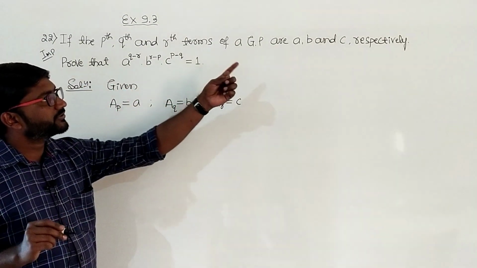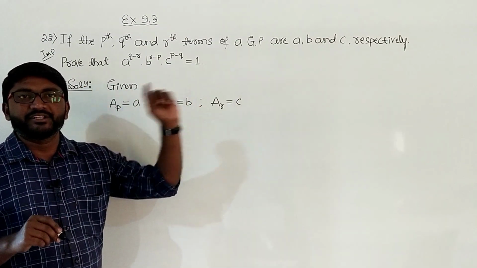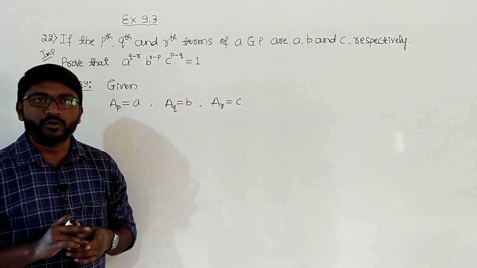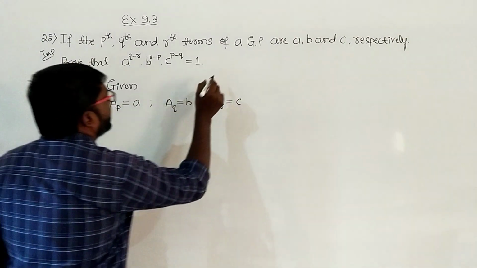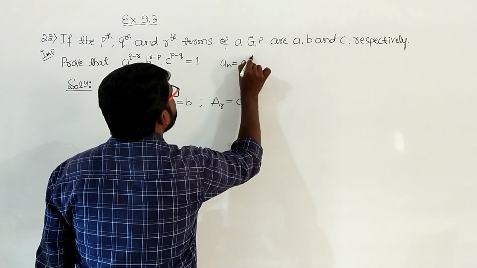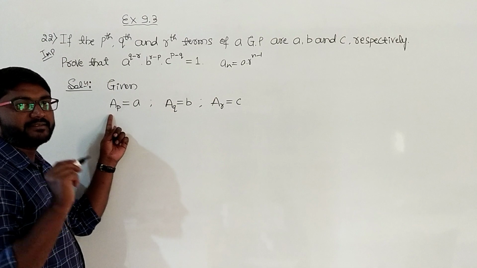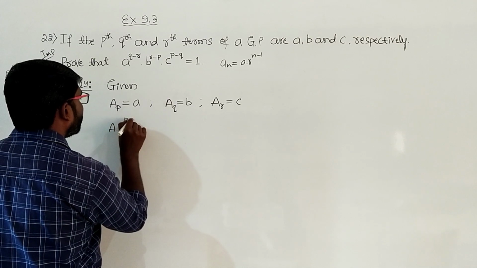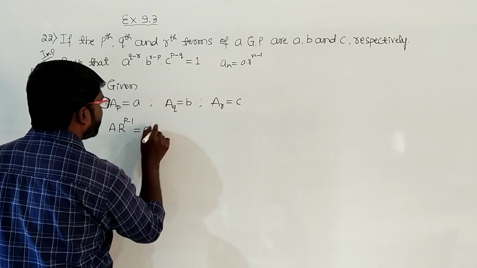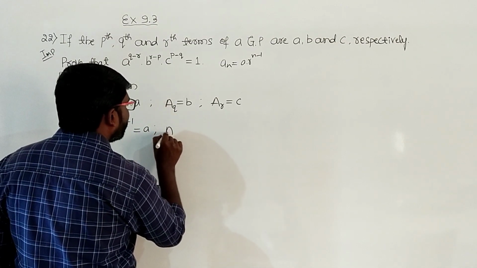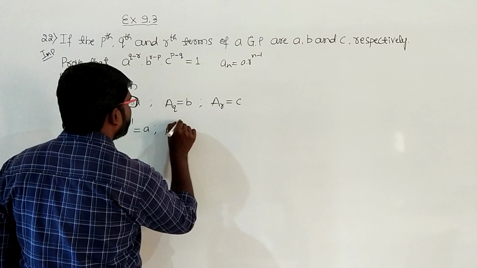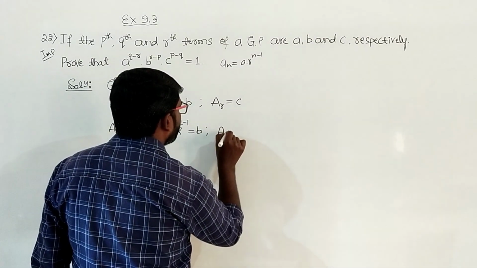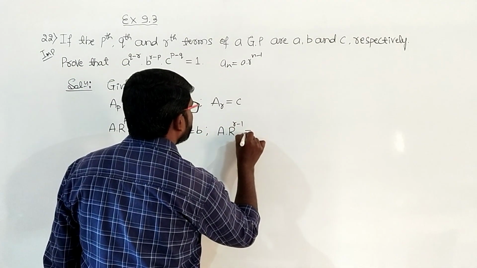As they have already used small a and small r for the first term and the common ratio, to distinguish I am going to use capital A as the first term and capital R as the common ratio. What is AP here? AN is nothing but A into R raised to n minus 1. So AP can be written as A into R raised to P minus 1, which is equal to small a. AQ is A into R raised to Q minus 1, which is equal to b, and AR is A into R raised to R minus 1, which is equal to small c.